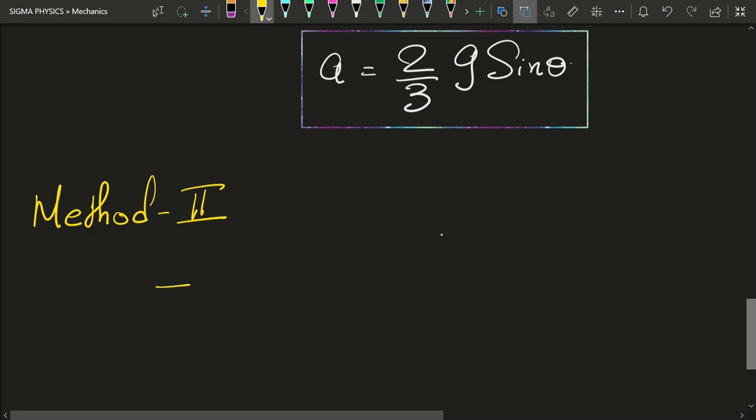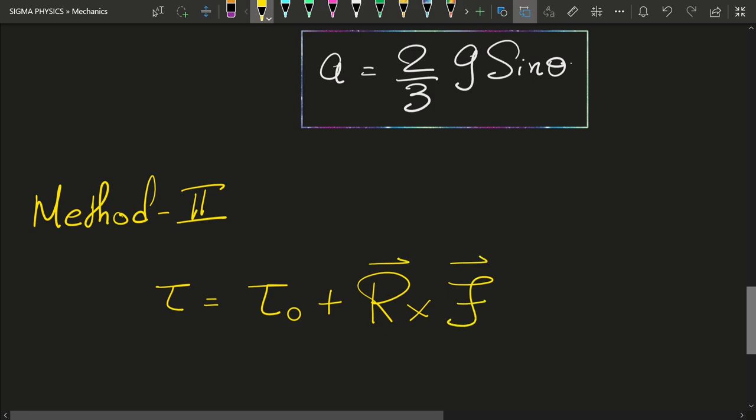That is, we learned that the total torque of the body is the torque of the various particles of the body about the center of mass, that we call tau naught, plus R cross F, capital R cross F, which is the torque of the center of mass itself. It is the torque on the center of mass itself. Now, what is the torque of the body about the center of mass?